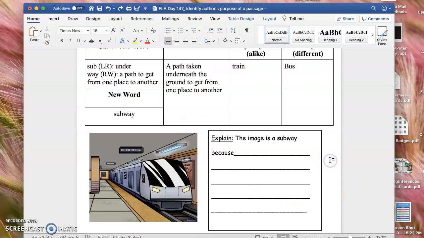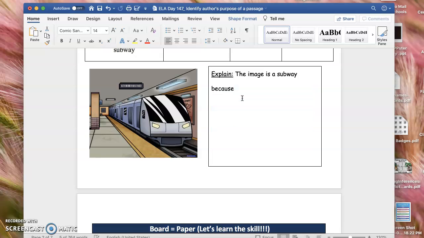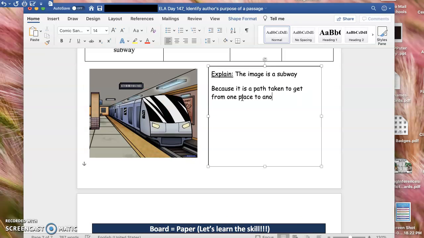Now, let's continue. I want you to think about, how do you know that this image is a subway? When I look at the image, I see that, of course, it's a path that they're taking to get from one place to another, and it's underneath the ground. So that's how I know that this is a subway. Because it is a path taken to get from one place to another, and it is located underground. Okay? All right, good.